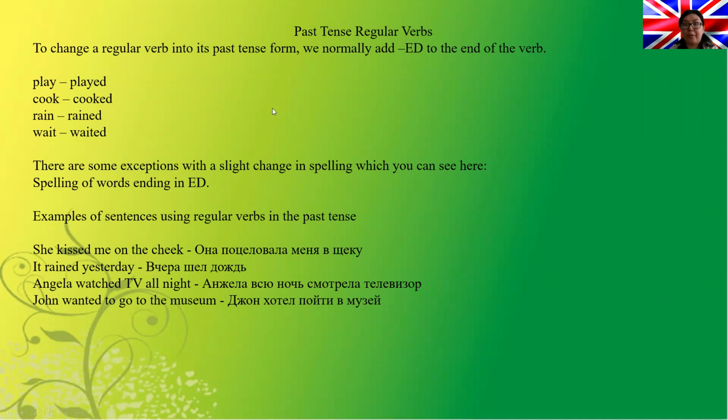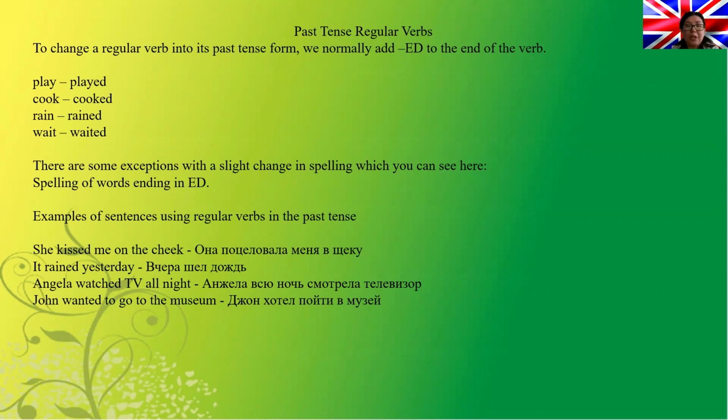Past tense regular verbs. To change regular verbs into their past tense form, we normally add -ed to the end of the verb. For example, play, played, cook, cooked, rain, rained, white, whited. There are some exceptions with a slight change in spelling, which you can see here, spelling of words ending in -ed. Examples of sentences using regular verbs in the past tense.